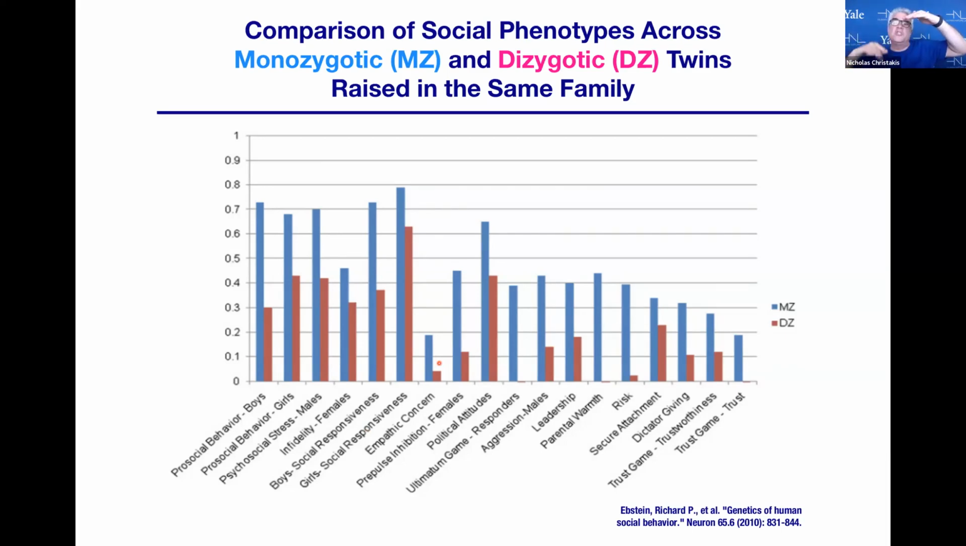But when there's a difference, when knowing whether someone is a monozygotic twin or a dizygotic twin makes you better able to predict whether a person's twin has the same qualities that you do, that means that there's a genetic component.